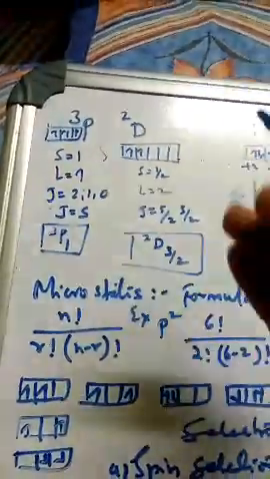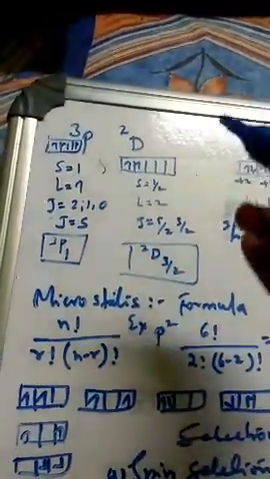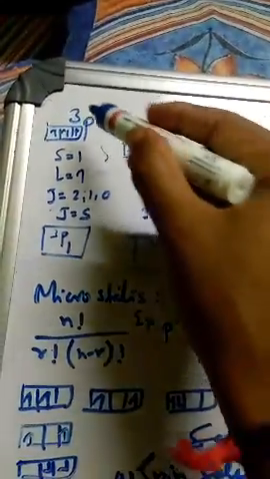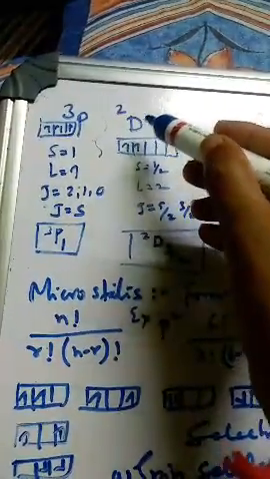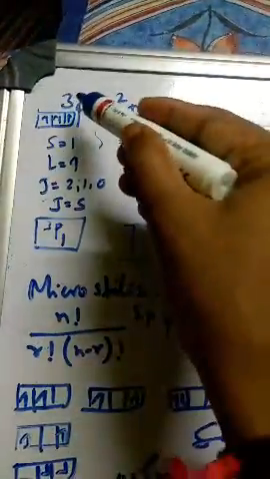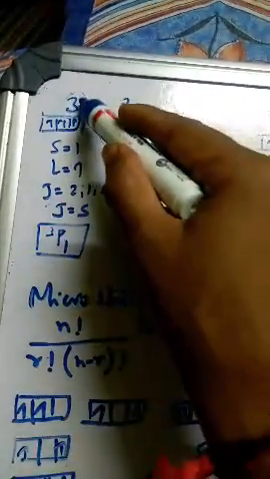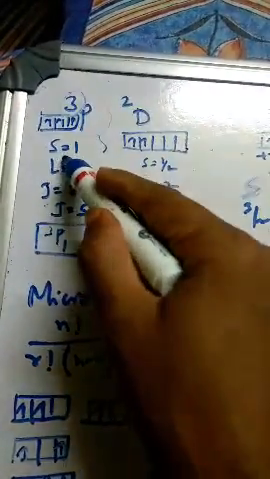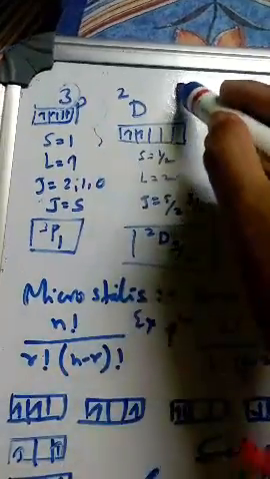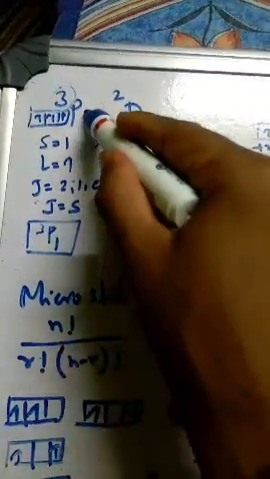So I think you have done the homework I gave yesterday. Sometimes in an examination or computer exam they will give a term like triplet P and doublet D. So how many ground terms are present in this system? Here he has already given the spin multiplicity 3. So when the spin multiplicity is 3, S will be equal to 1, with the formula 2S plus 1. Then L will be equal to 1 because it is P.